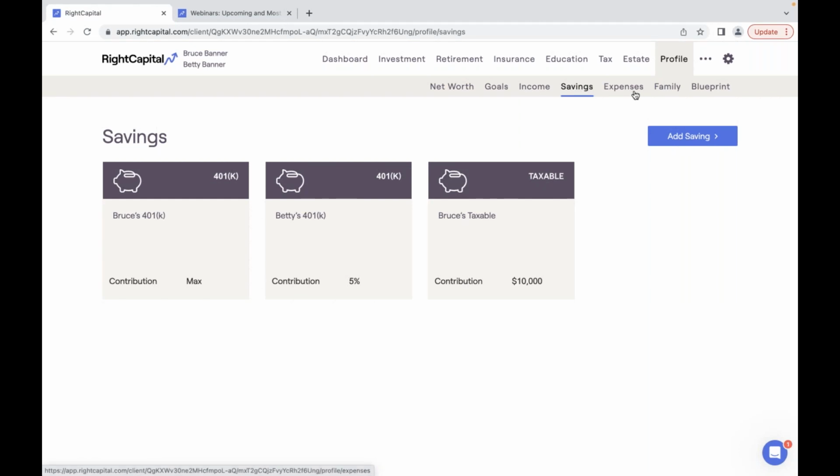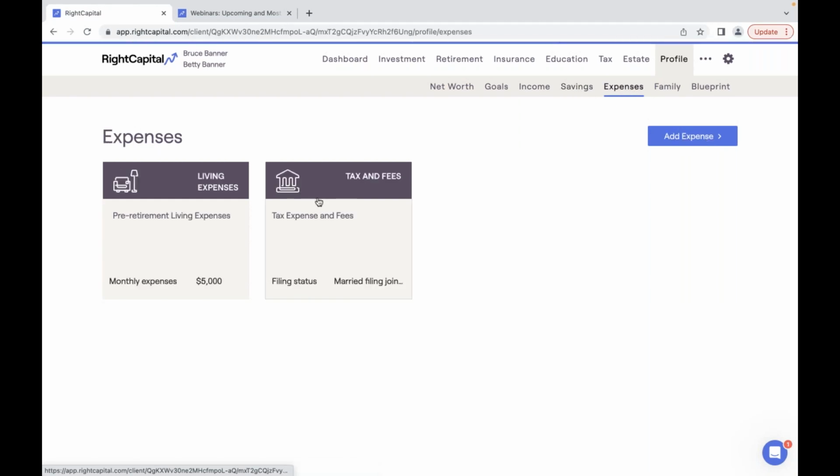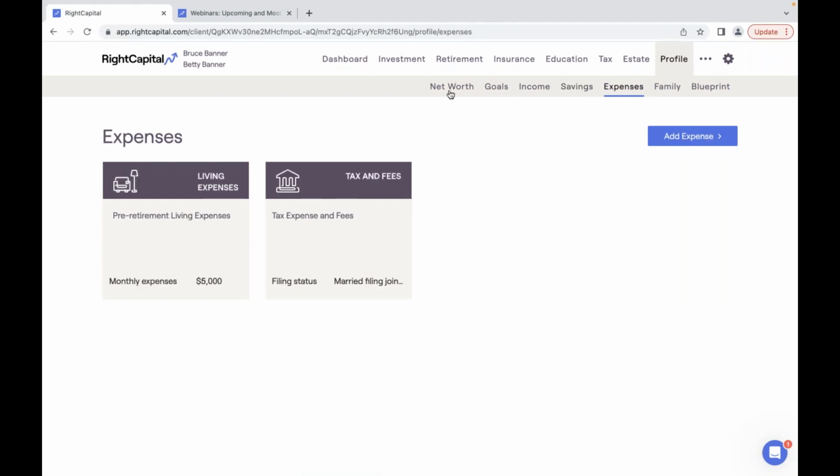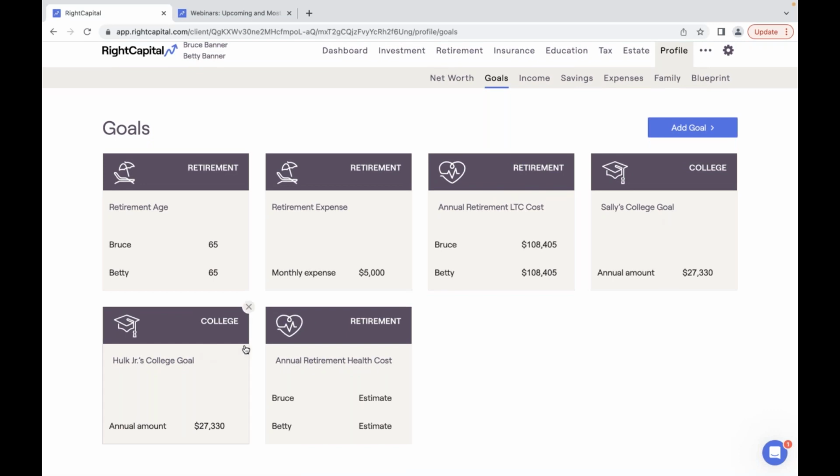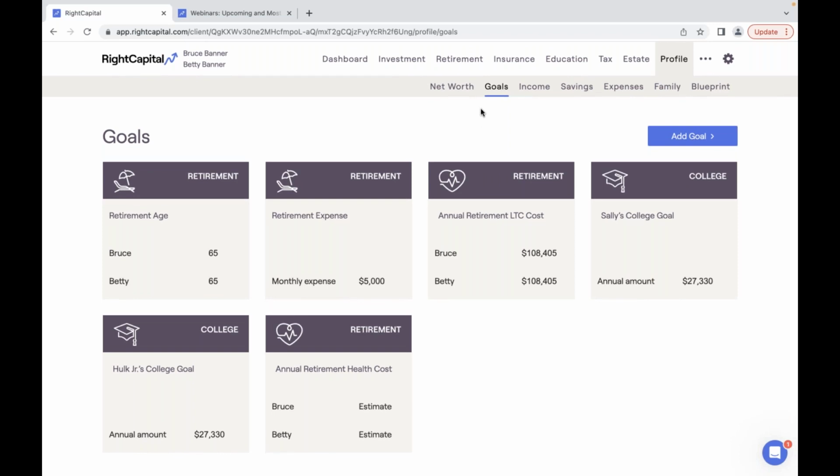In this case, they also have some expenses they're trying to fund in pre-retirement, outside of the expenses we've already laid out in the net worth, like mortgage costs and car payments. And we can also see what goals they're trying to fund in the future: maybe send their kids to college, retire at a specific age, and have some expenses available here. So this is the data entry.